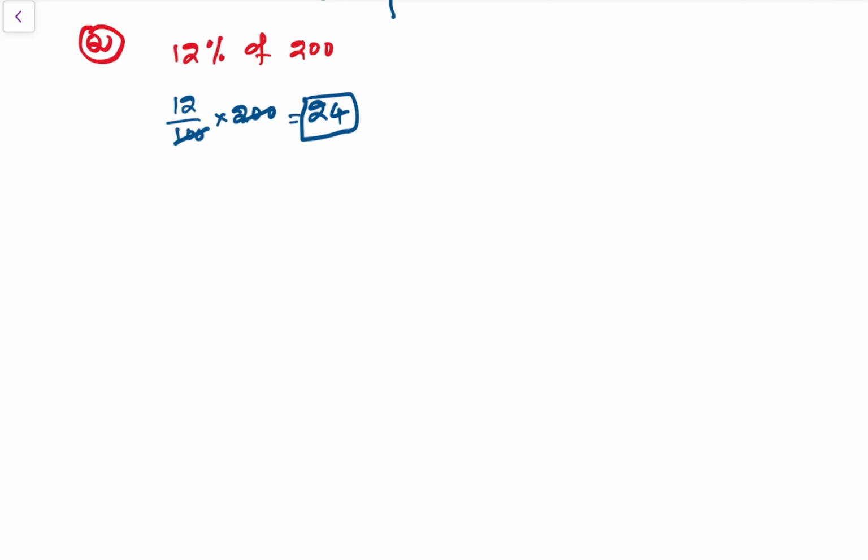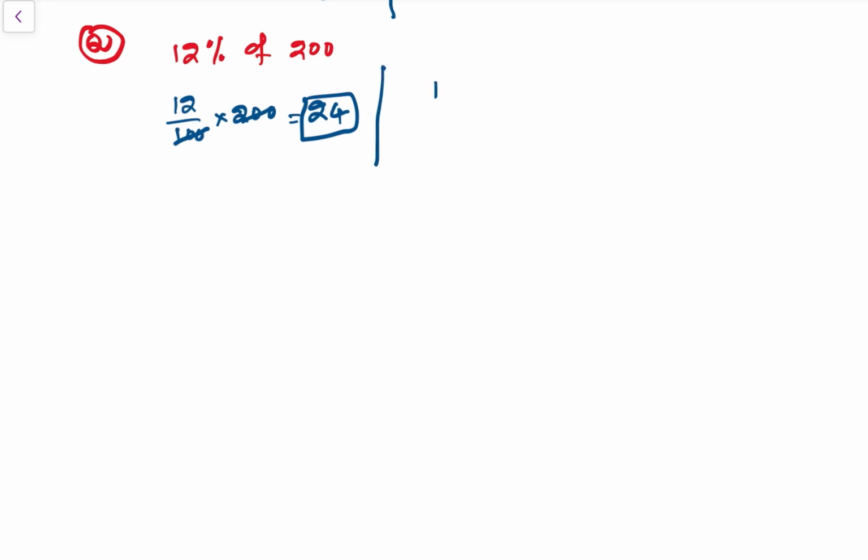देन आओ नेक्स्ट इज 12% of 200. 12% of 200. So that is 12 by 100 into 200. So this is the traditional method. So 12 twos are 24. So 24 is 12% of 200.